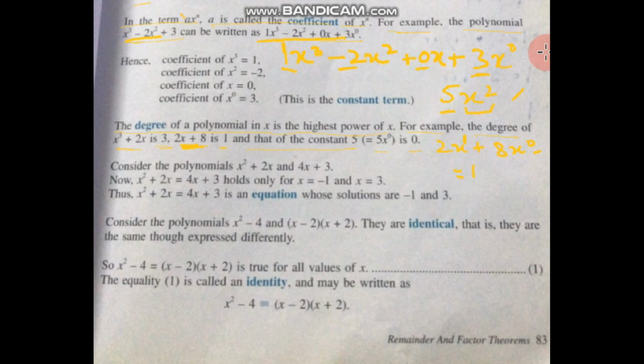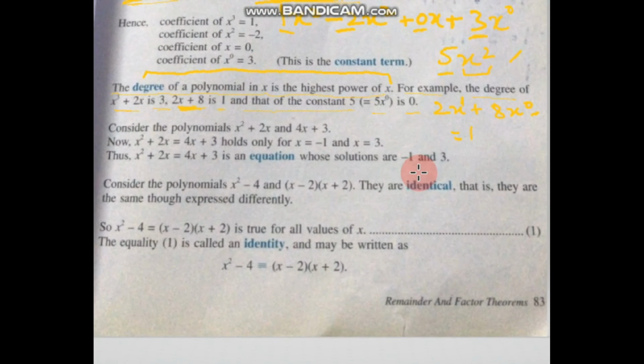So these highest powers in a polynomial are called the degree. That's why they are saying that the degree of polynomial in x is the highest power of x. Okay, so now if someone asks you what is the degree in polynomial, you know that the degree of a polynomial in x is the highest power of x. Okay, moving on.